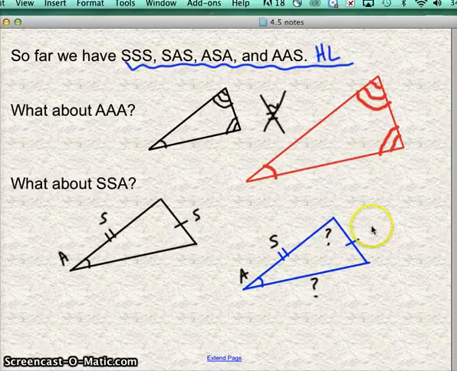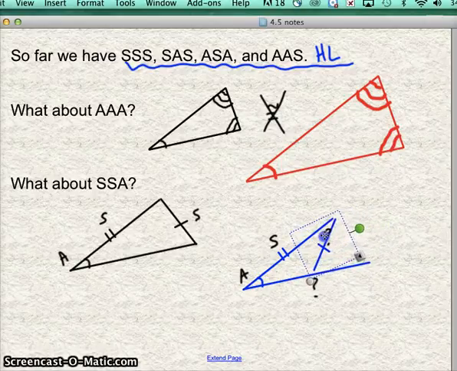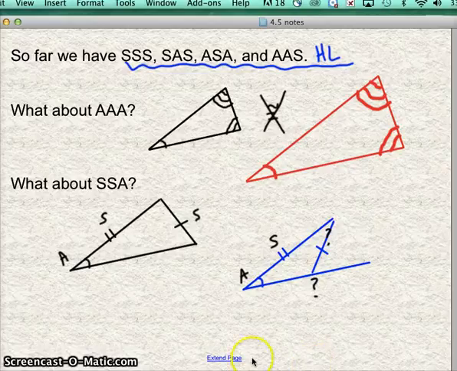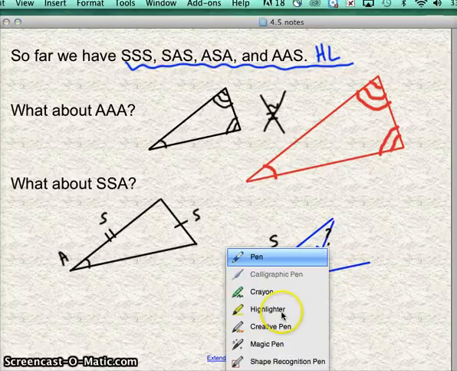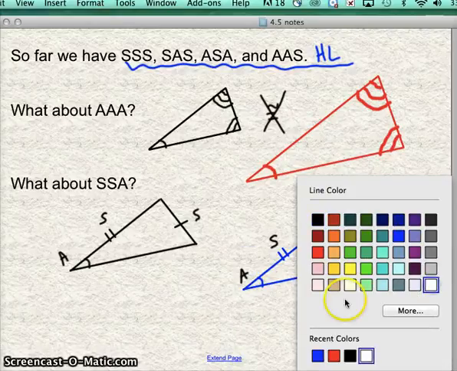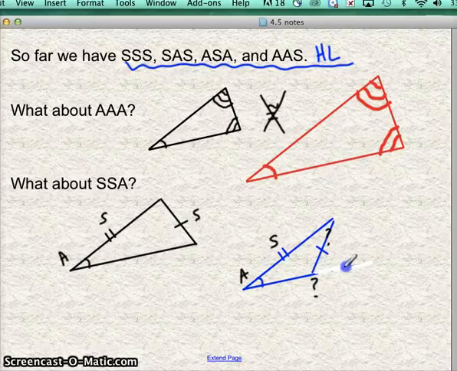So here's what could happen. This side right here, I'm going to keep it the same length, but I could turn it and put it like that. So then what I could do is take and ignore this right here. Let me try to cover it up. Okay, so just ignore that.